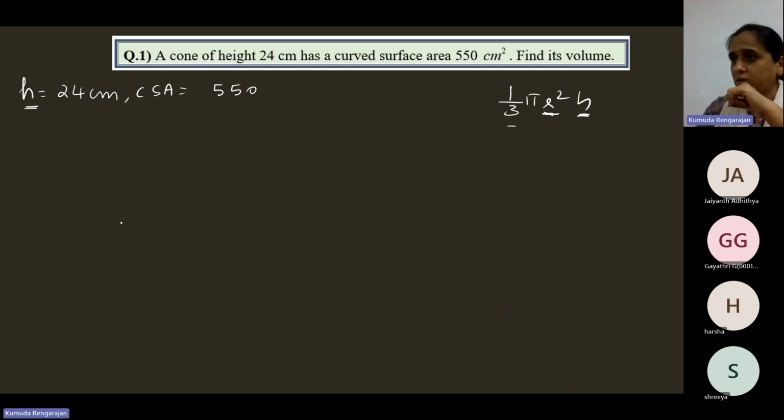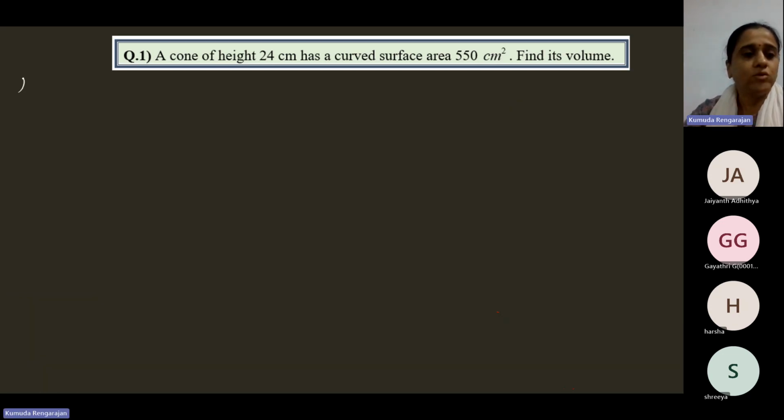The question is to find the volume of the cone, right? What are the two values you need to find its volume? R and H. You know H is 24, but we don't have the value for R. So we have to find R using the information given. You cannot directly write volume is equal to 1 by 3 pi r square h, as you don't have the value of R. So first find R, and then find the volume of the cone using the formula. We are given H is equal to 24 centimeters and CSA is equal to 550.